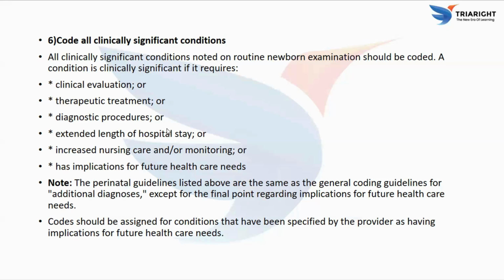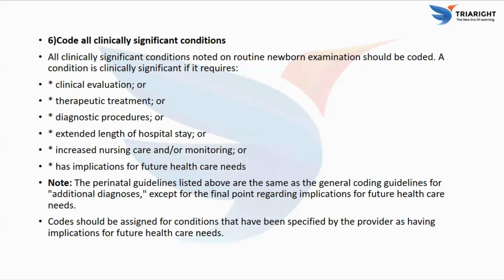For example, a baby stays longer due to low blood sugar or jaundice requiring monitoring, which extends the stay. So if the newborn stays extra time, you have to code the condition causing it. And next is increased nursing care and/or monitoring. For example, continuous oxygen monitoring, frequent temperature checks due to low birth weight, and more nursing attention. It gives the meaning that the condition must be coded. So this is about the increased nursing care and/or monitoring.